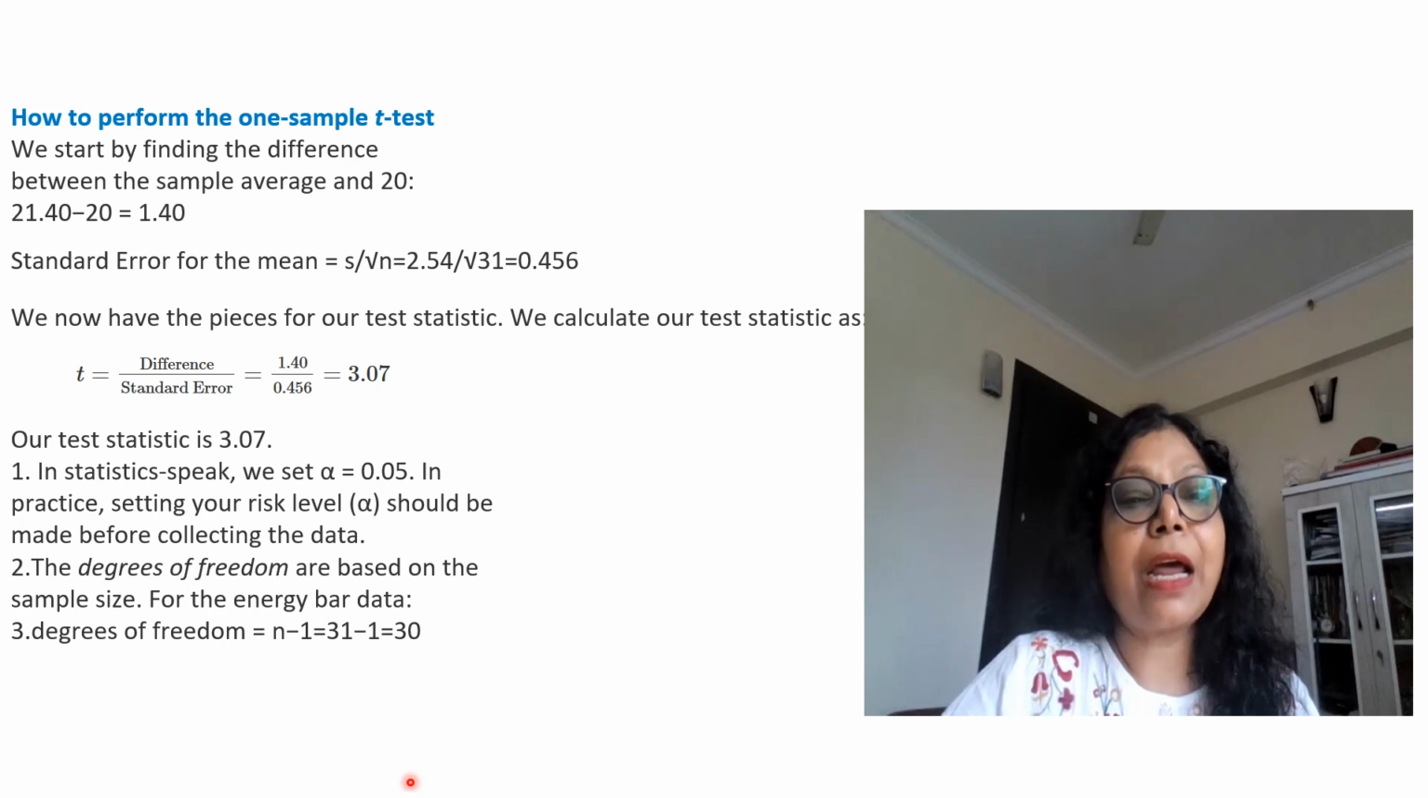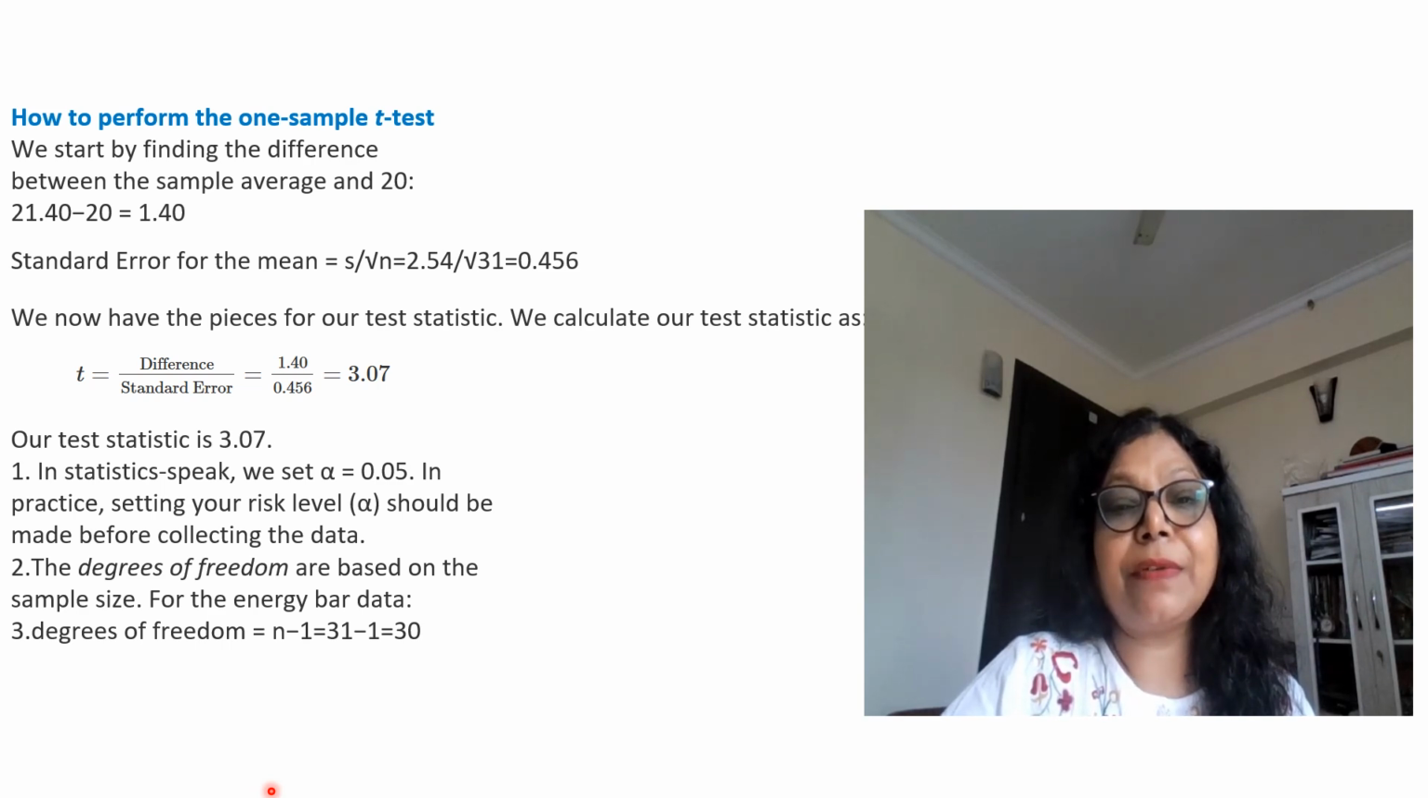Okay, so next we calculate the standard error for the mean. The calculation of the standard error for the mean is standard deviation upon under root n. So 2.54, that is the standard deviation, divided by under root n, so the value comes to 0.456. Now this matches the value in the figure. So we now have the pieces of our test statistics.